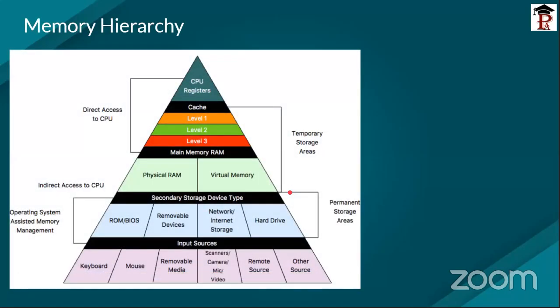Then memory hierarchy. Everyone knows what memory hierarchy is. This is about the processing speed of the memory. Initially the memory is separated into primary memory and secondary memory. We know what primary memory is. Primary memory is nothing but RAM and ROM. I will share this presentation as a PDF.